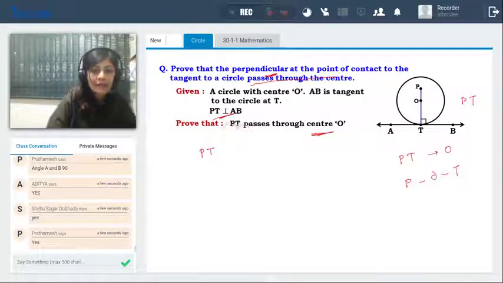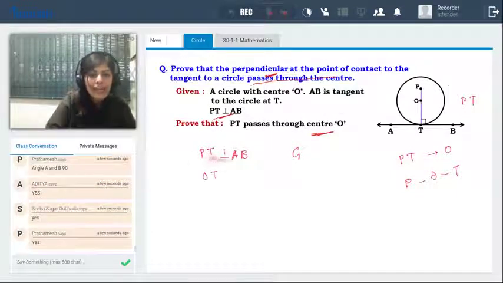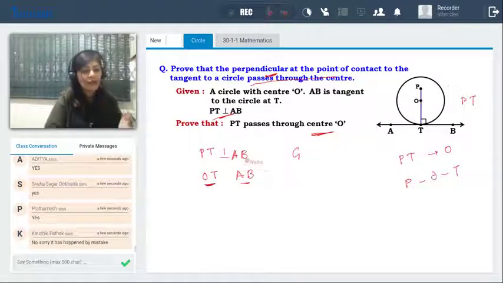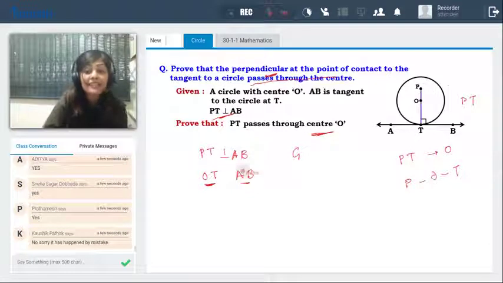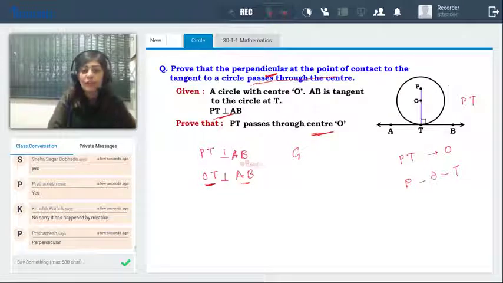The first thing we know is we have PT perpendicular to AB. That is something that is given. Yes. Next, students, what do we analyze? What about OT and AB? Look at OT and AB. OT is the radius of the circle. AB is the tangent to the circle. So can I say OT and AB are also perpendicular to each other? Radius is always perpendicular to the tangent. Okay, all right. So now we have two perpendicular lines.